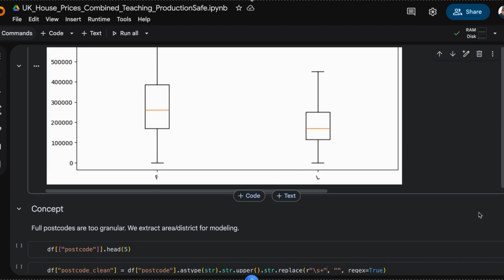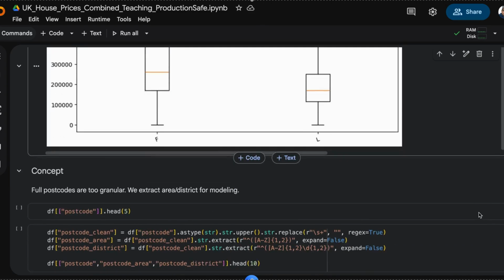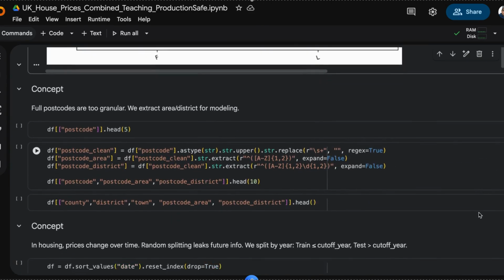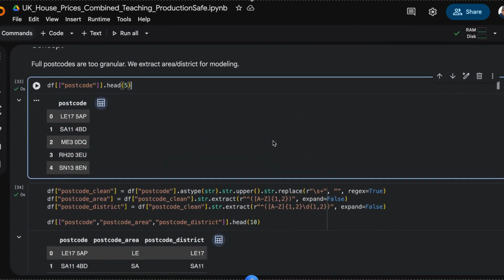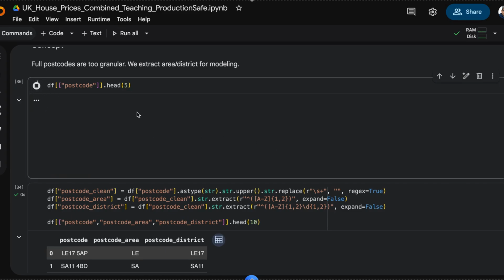So far, we've analyzed the target variable, temporal trends, property characteristics. Now we turn to perhaps the most important factor in housing data, location. In real estate, location is often the dominant driver of price. However, our dataset currently contains full postcodes, and full postcodes are extremely granular.